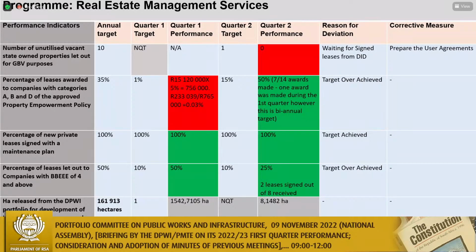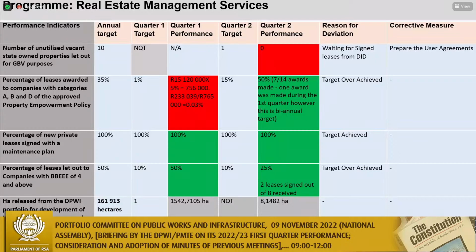And I've spoken about it, level BEE, which is similar to that of empowerment. Our portfolio is largely black owned or triple BEE, so it's also 50% higher than the 10% that we had earmarked for the quarter.